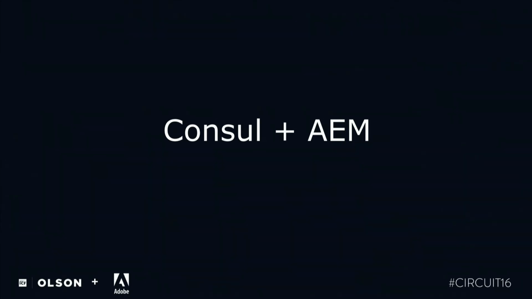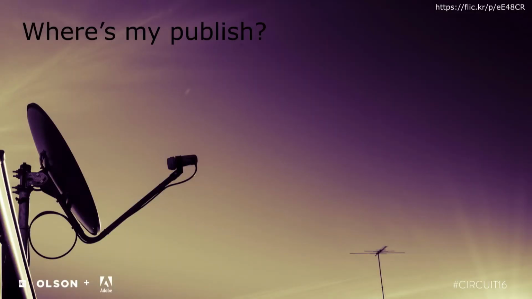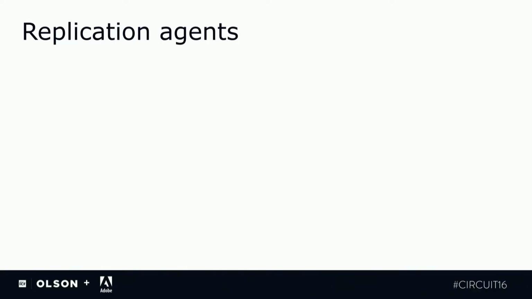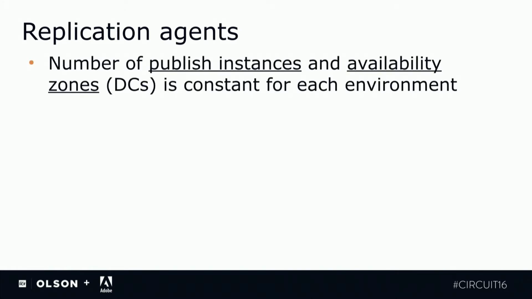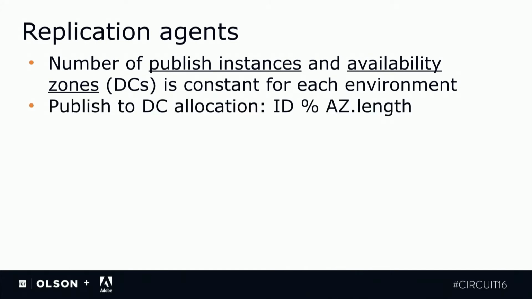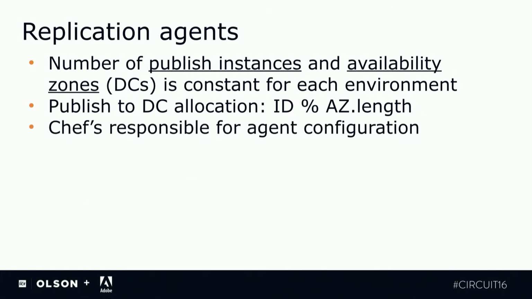So how does it work with AEM? A typical scenario is you need to locate your publish instances, so you have to create a bunch of replication agents to replicate content from authoring to your publish zone. The truth is your number of publish instances is typically constant, and the same goes for your data centers. If you have two or three, it doesn't change every day. It's a more complicated operation to introduce anything extra. So you can use a very simple algorithm to allocate your publish instances into zones.